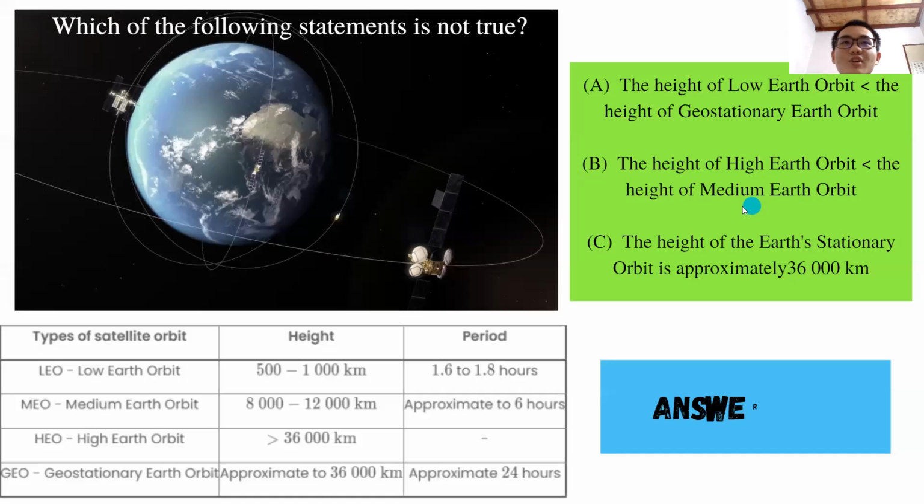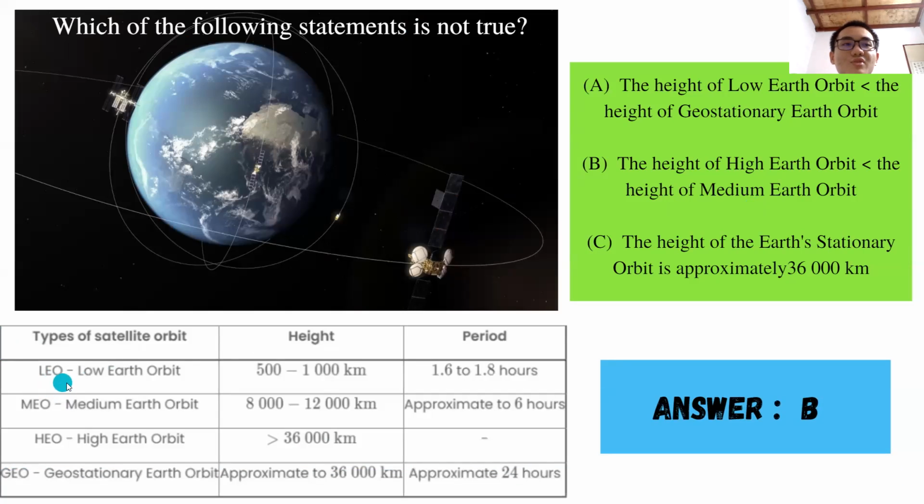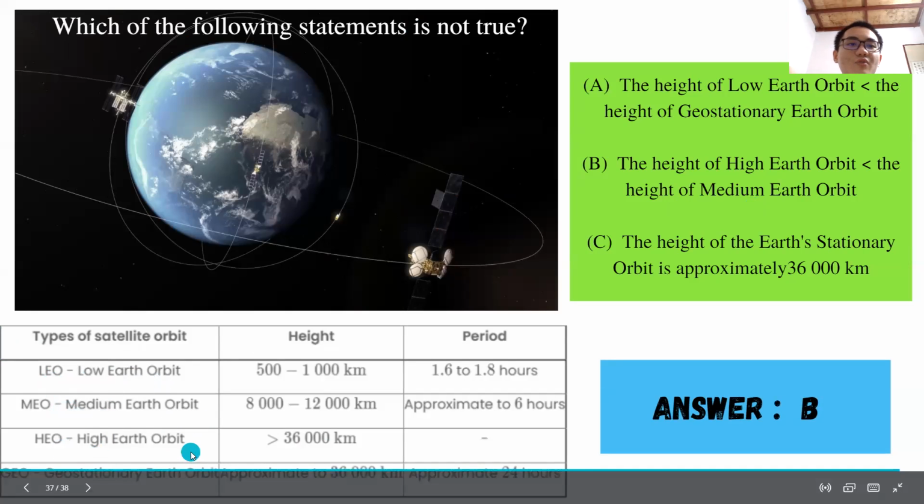Now this is one extra question. Which of the following statements is not true? Before that, we look at here, about the Earth orbit. We have 4 types of Earth orbit, which are low Earth orbit, medium Earth orbit, high Earth orbit, and lastly, geostationary Earth orbit.